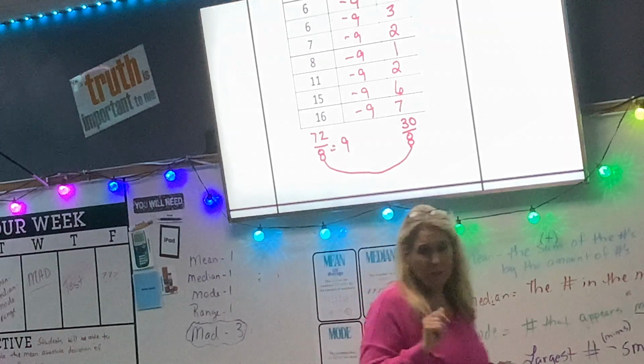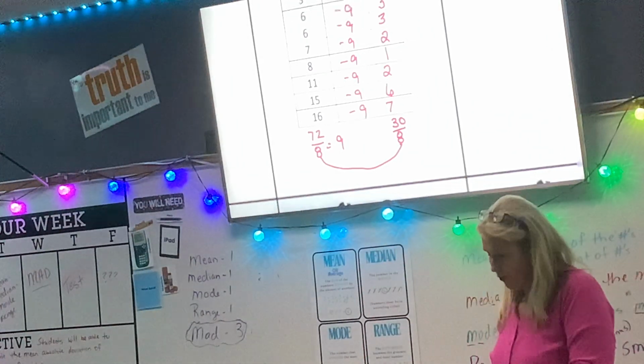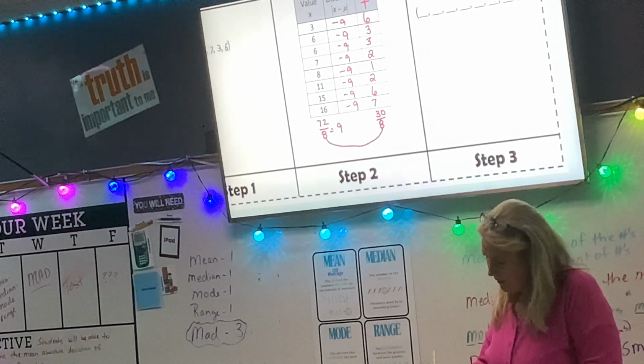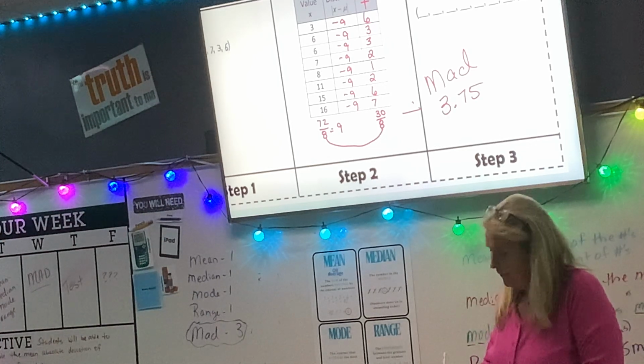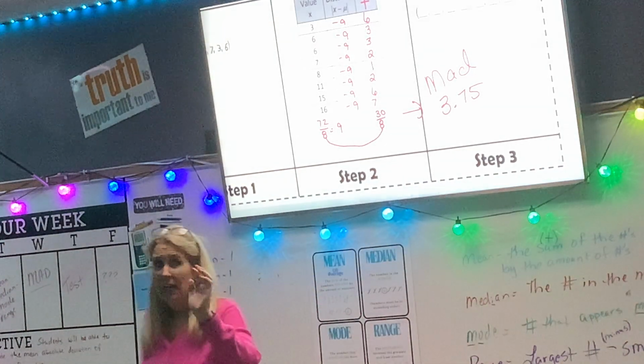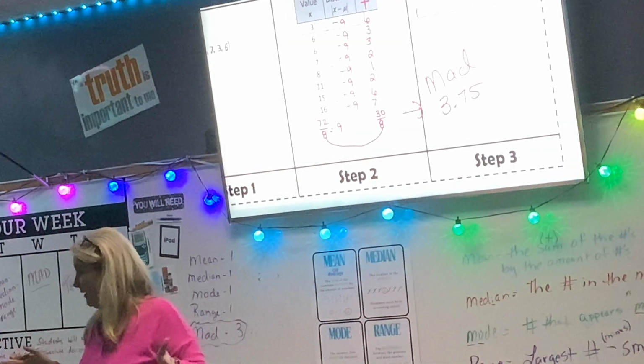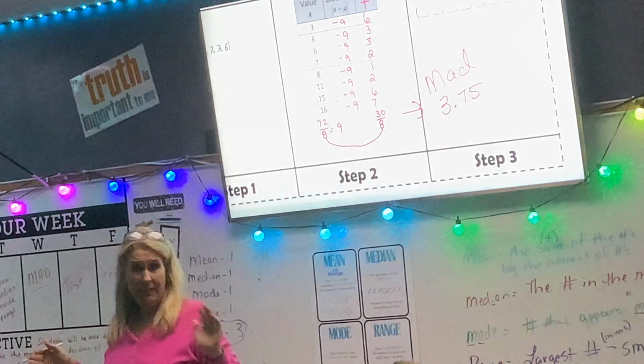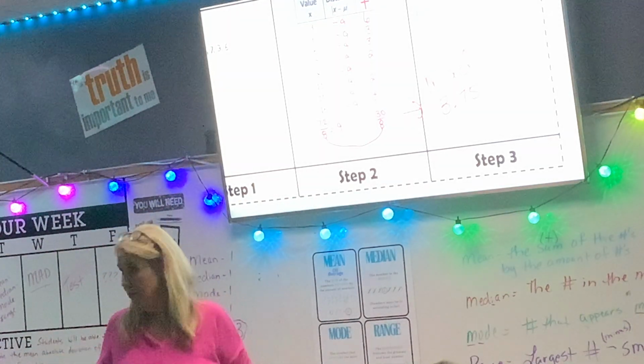Now you're going to do in your calculator, 30 divided by 8. And that's your MAD. That's your mean absolute deviation. So all it is: average, subtract, average, you're done. Take your mean, subtract, mean, you're done.